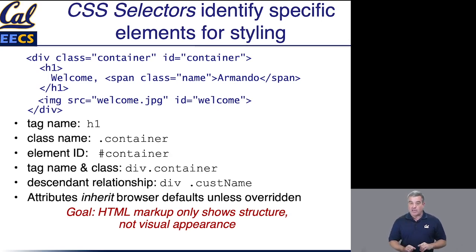So in all of these cases, the goal is that we should let the HTML markup just specify what the logical structure of the page is, and we leave it to CSS to then match particular elements of the HTML with visual information.